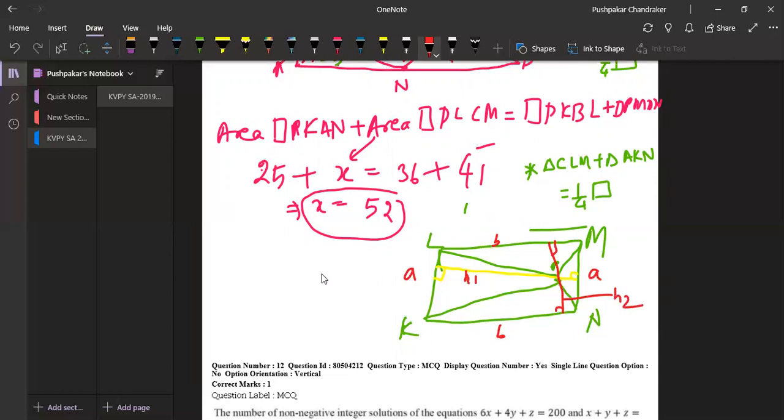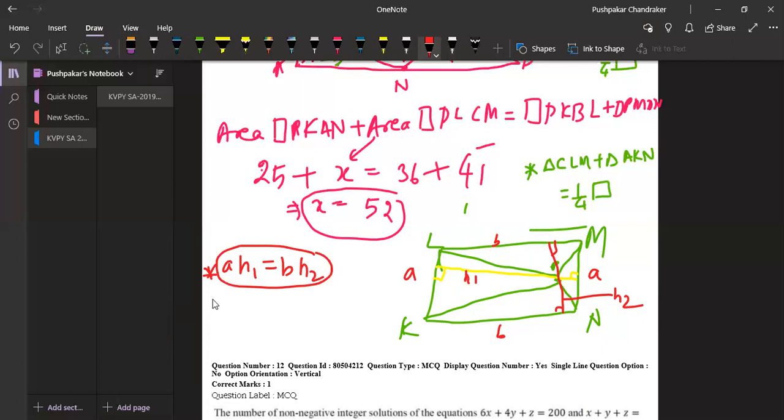Now property. What is the area of the parallelogram? Area of a parallelogram you can find through any base and any height. So definitely A times H1 is equal to B times H2. So that's a property of a parallelogram. Base into height, base into height. So you can take this as base and this as height. Area will be the same. Now let us see the area of these two opposite triangles.